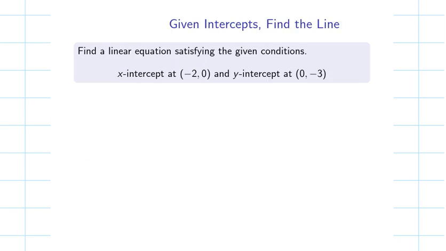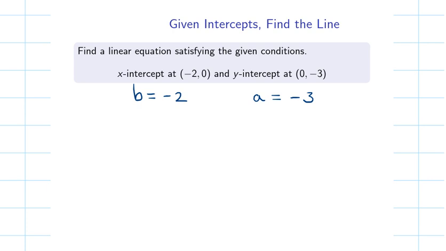Given the intercepts, find the line. So the x-intercept is at negative 2. This says that b is negative 2, and the y-intercept is at 0, negative 3. That means that a is negative 3. And notice that normally we would say that the x-intercept is negative 2, but you could also say negative 2, comma 0, and same with the y-intercept.